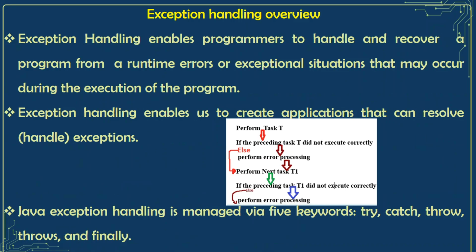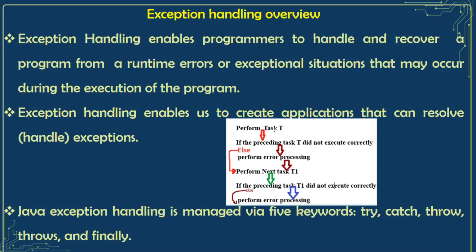So let's see the exception handling overview. Exception handling enables programmers to handle and recover a program from runtime errors or exceptional situations that may occur during the execution of a program. Exception handling enables us to create applications that can resolve or handle exceptions in a rational manner.